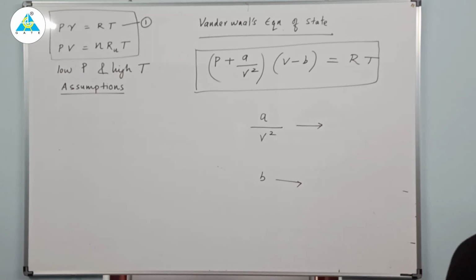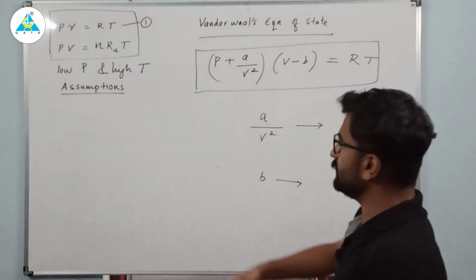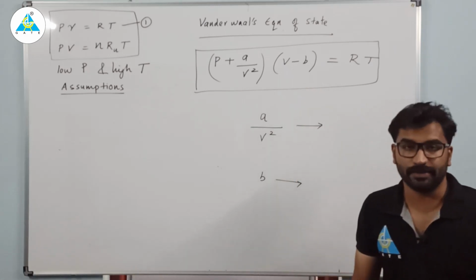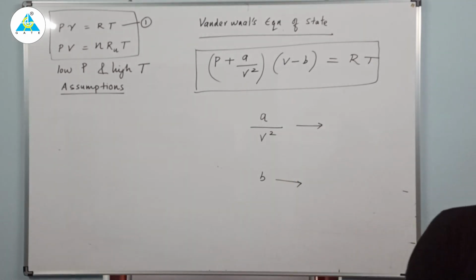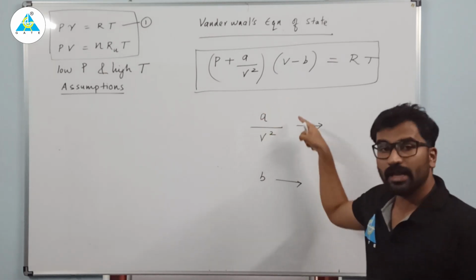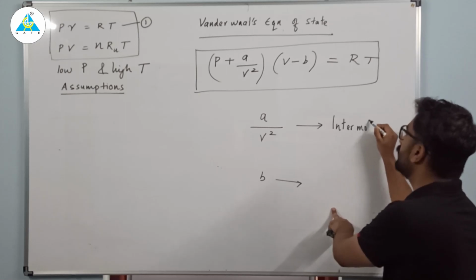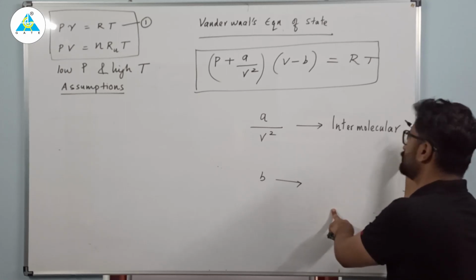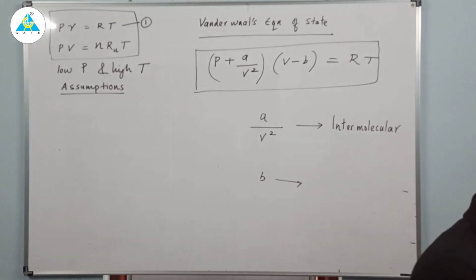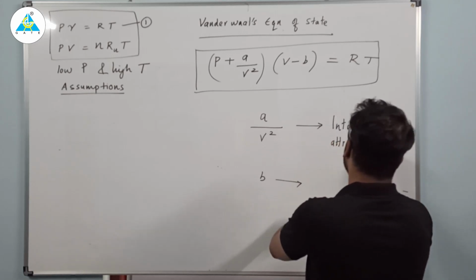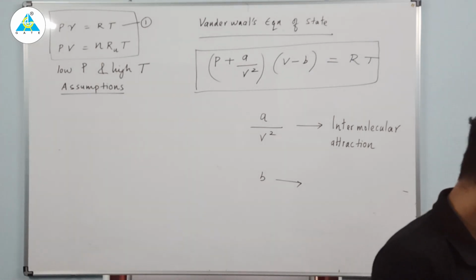So if you want, you can write it, that is, to improve the ideal gas equation of state, two new terms are added, right? Two new terms are added. This a/V² term will denote the intermolecular attraction forces. Intermolecular attraction forces, you can write it.